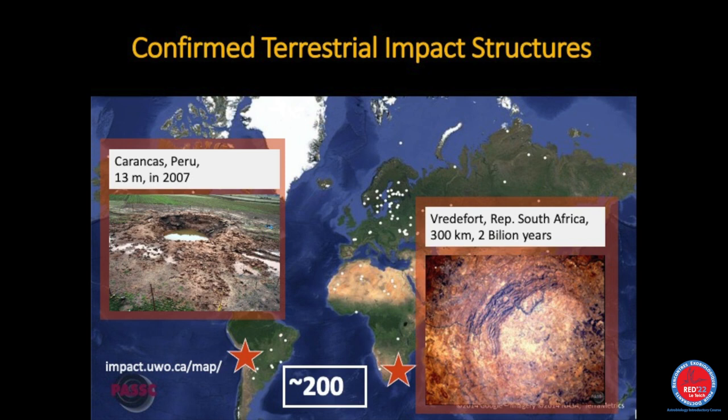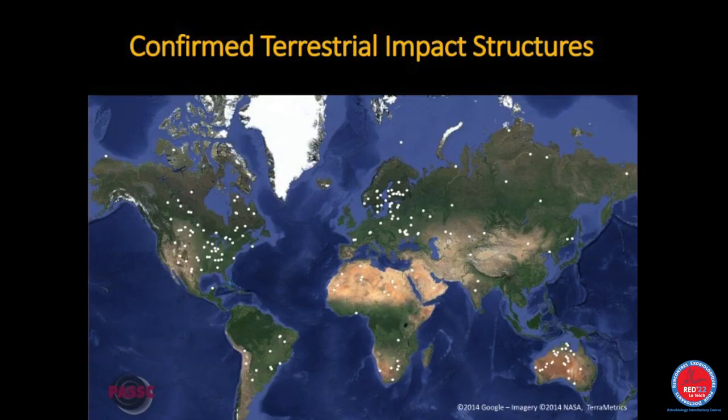And now, another question, a silly question from me. You can see the map showing the distribution of impact craters by those dots. And you can see that those dots are distributed extremely unequally. Does it mean that asteroids are preferentially hitting some places and not the other ones?